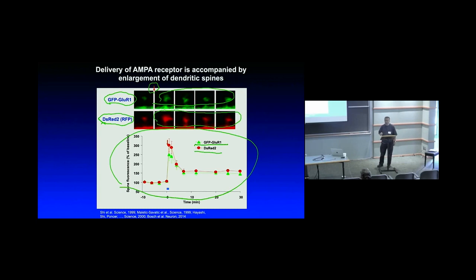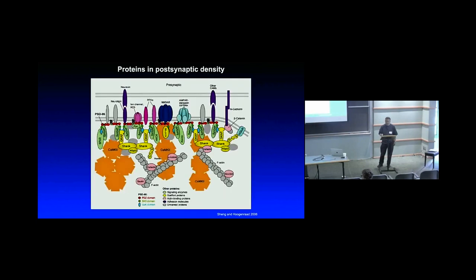So this indicates that LTP has two aspects. One aspect is electrical LTP, which you can measure electrophysiologically and which can be explained by AMPA receptor insertion. At the same time, the structure of the dendritic spine itself also enlarges, which you can see here. AMPA receptors are not floating by themselves. They are tethered to the postsynaptic structure through multiple protein-protein interactions.